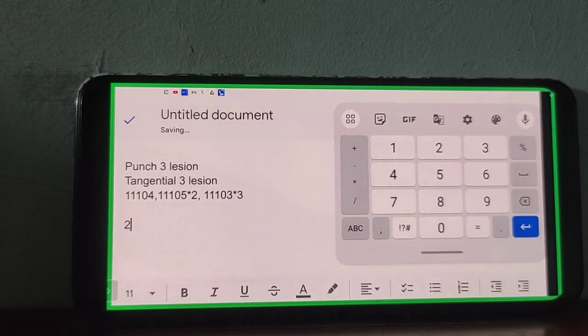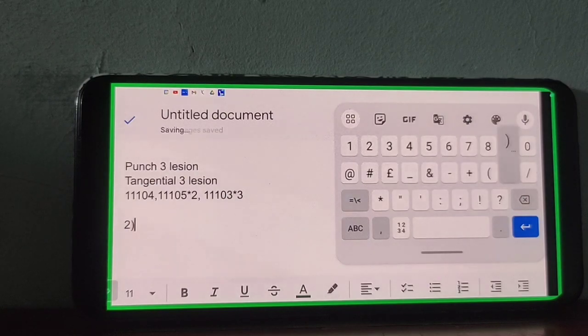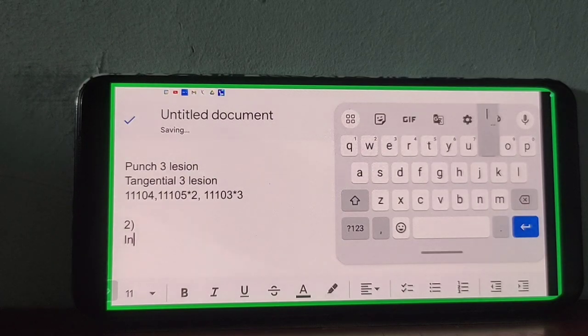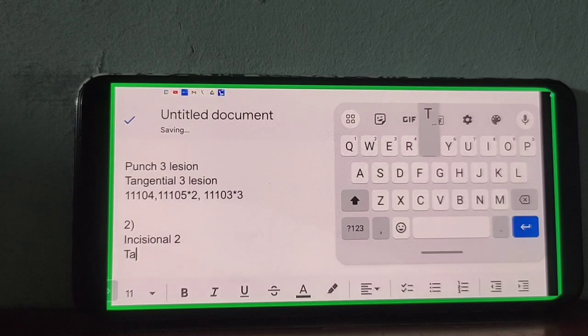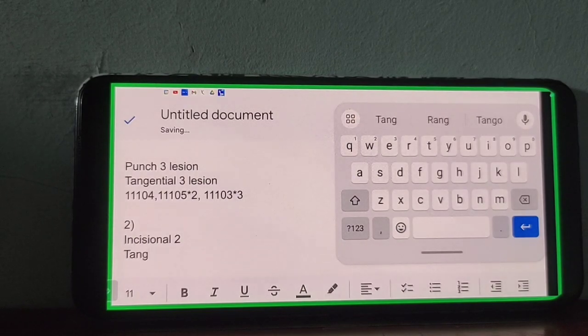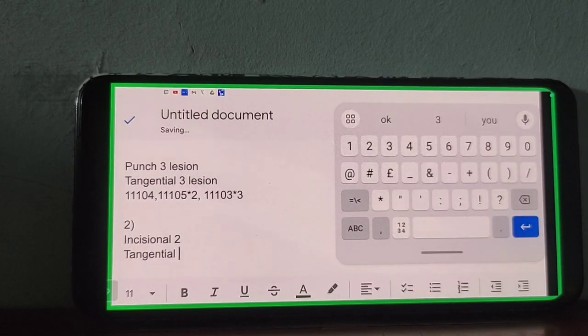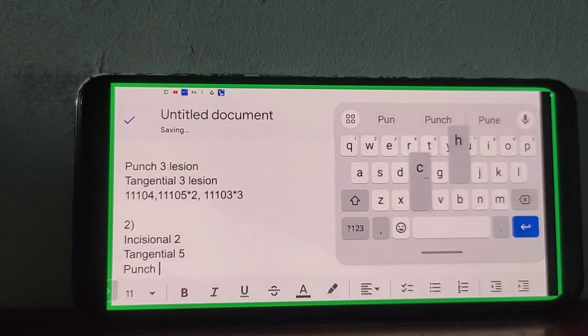Now again, I give one more example. Okay, so you are going to tell the answer. Incisional 2. Tangential 5. Punch 3.